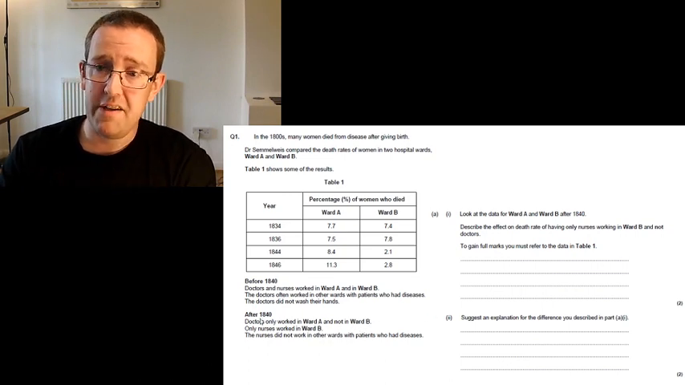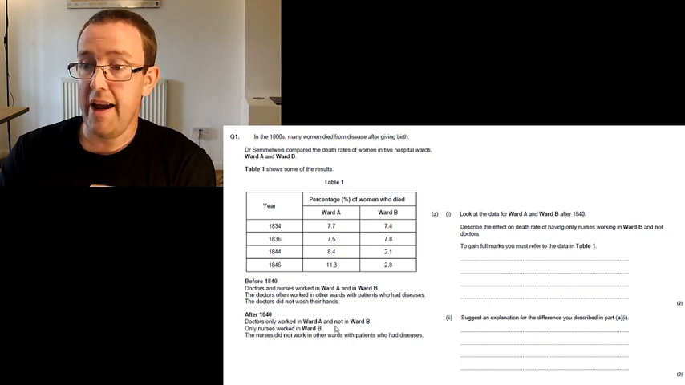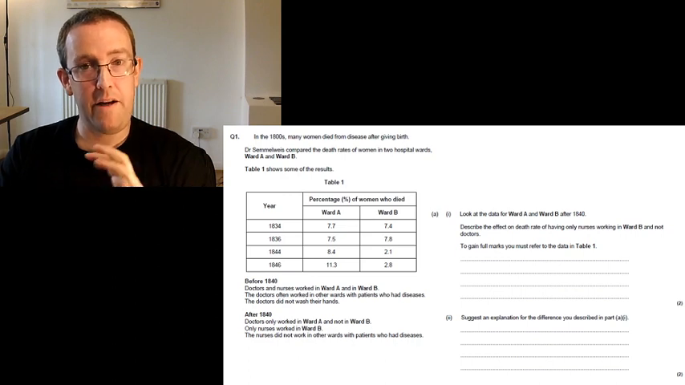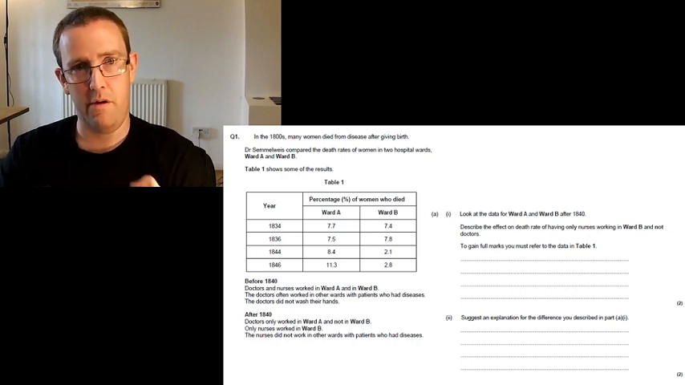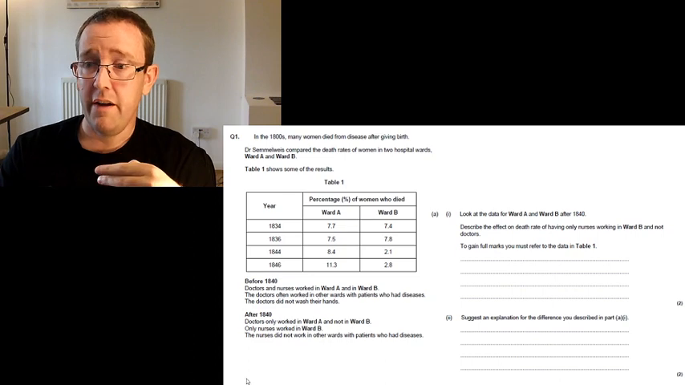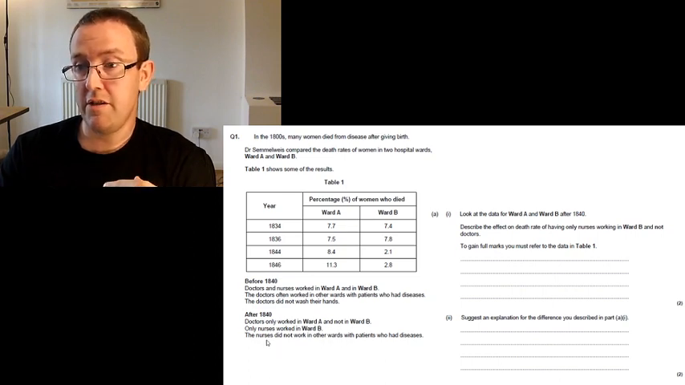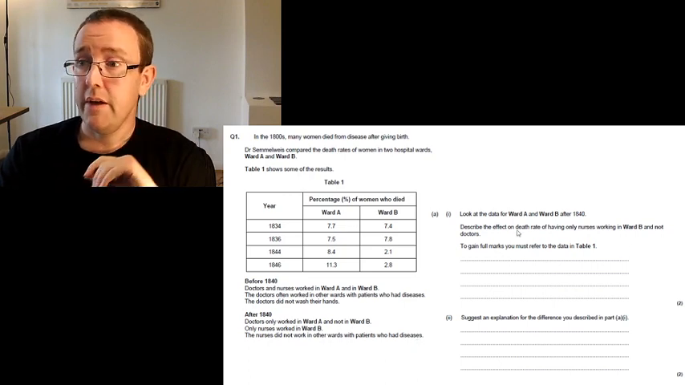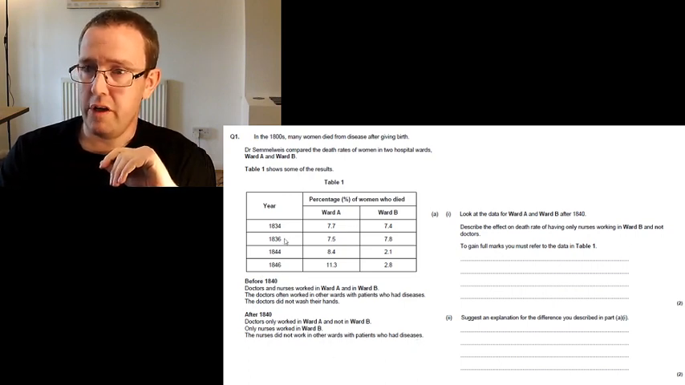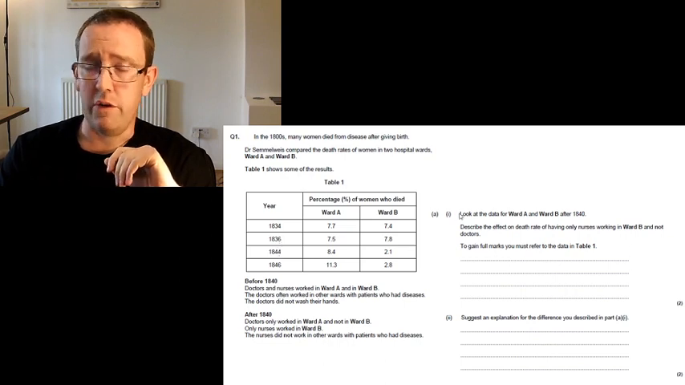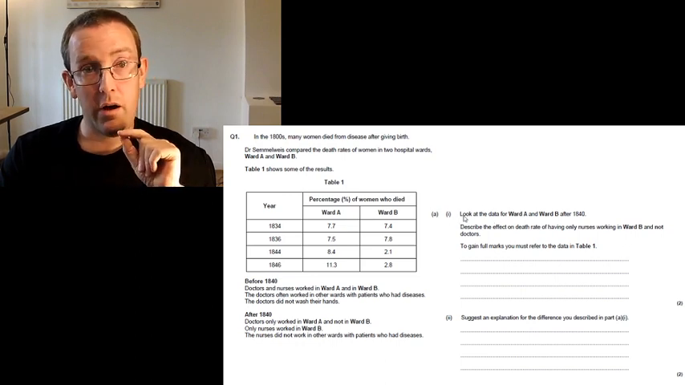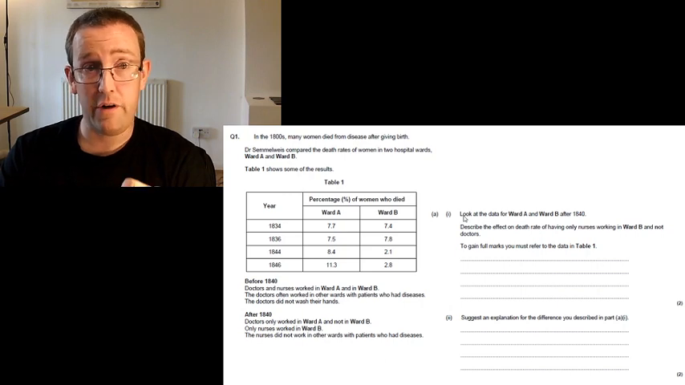Okay. So in Ward A and Ward B, the doctors often worked in other wards, didn't wash their hands, and so on and so forth. After 1840, doctors only worked in Ward A and not Ward B. So Ward B was an early nurse-led unit, a midwife-led unit, which didn't have the doctors coming from other wards. Only nurses worked in Ward B, and the nurses did not work in other wards with patients who had diseases. So we've been told that before and after 1840 there's a big change between these two dates. So what I want you to do is have a go at these questions. Pause the video in just a moment. We'll read the questions through together, we'll identify what they're asking and see if you can answer the questions.